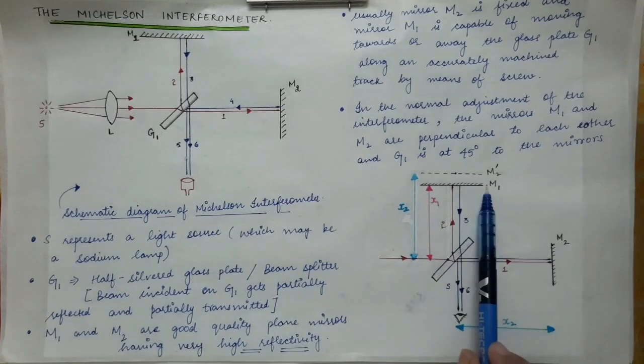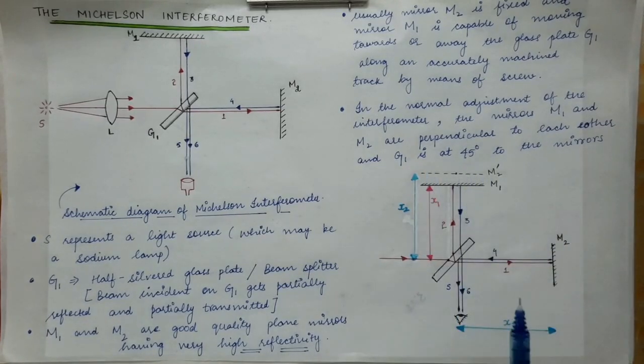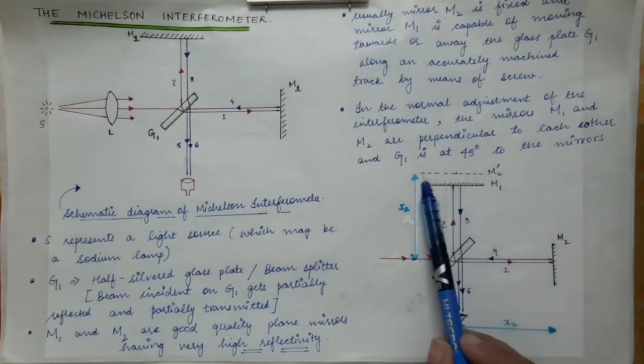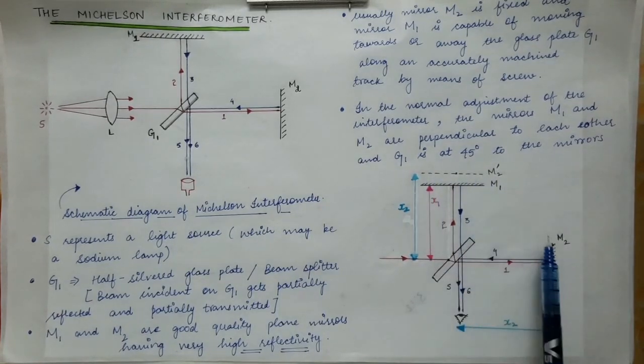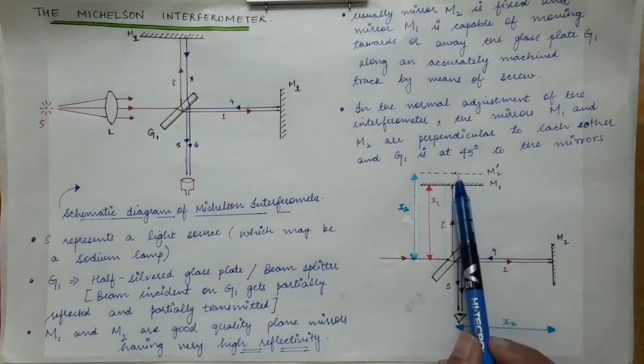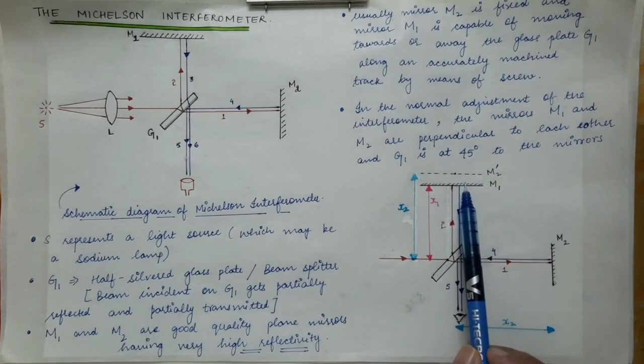Actually there is mirror M1 and there is mirror M2 and there is no image. But to the human eye, or when we view rays 5 and 6 from the travelling microscope, ray 5 will appear to be coming from M2 prime, and this will be the virtual image of mirror M2. Now what will be the distance between these two mirrors M1 and M2 prime? What will be the distance between these two mirrors?